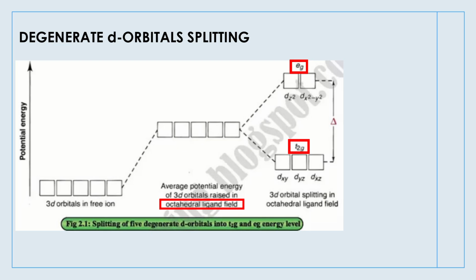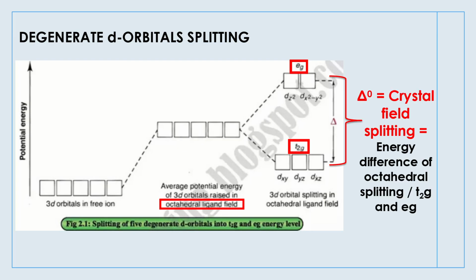Here you can see that you have a difference of energy between the higher energy level and lower energy level, or you can also say that we have an energy difference that is between eg and t2g. Keep in mind that this is an octahedral ligand field. This energy difference for the octahedral splitting is called the crystal field splitting, and it is denoted by delta naught. This image shows the 5 degenerate d orbitals split into t2g and eg energy levels.